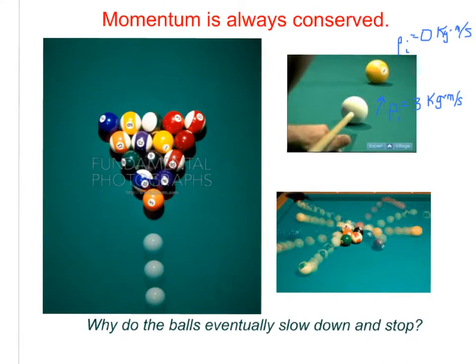Momentum is always conserved. So let's just look at a little example here with these balls. Let's say we have a situation here where this ball has just been hit and it is traveling up in this direction with an initial momentum, P is momentum, of 3 kg·m/s. This yellow ball has not been hit yet, so its initial momentum, the little subscript i, is 0 kg·m/s.